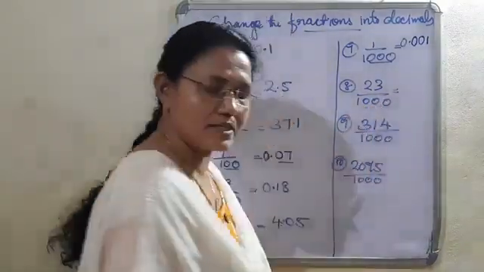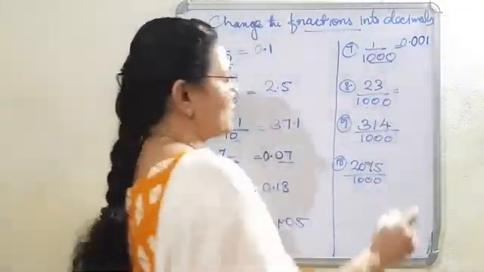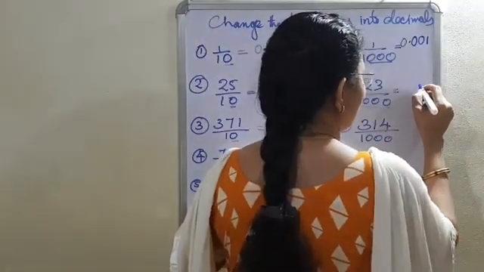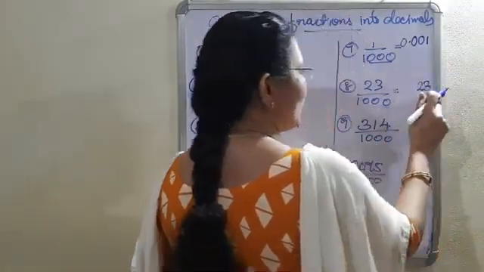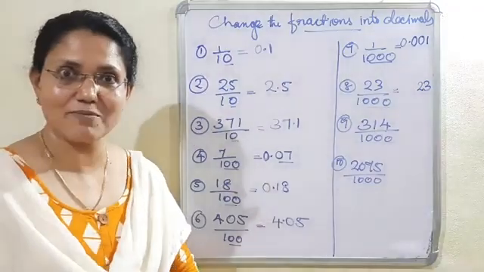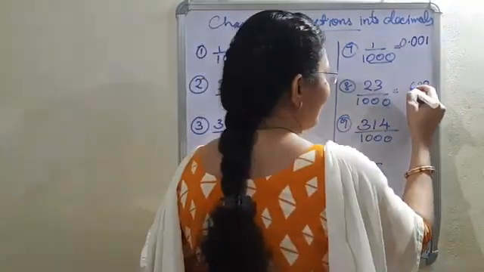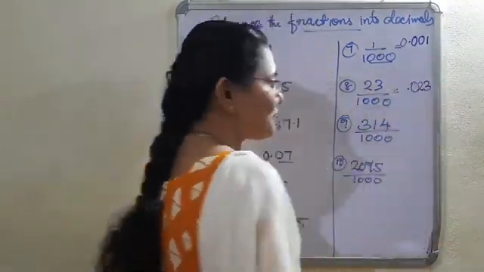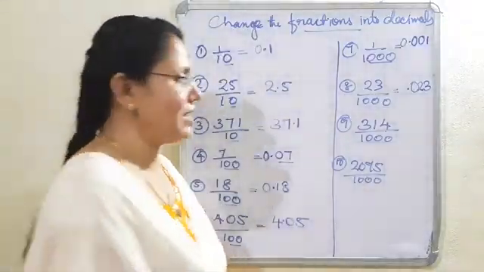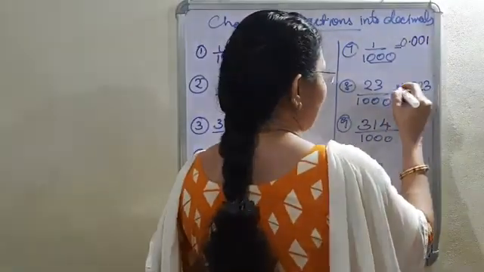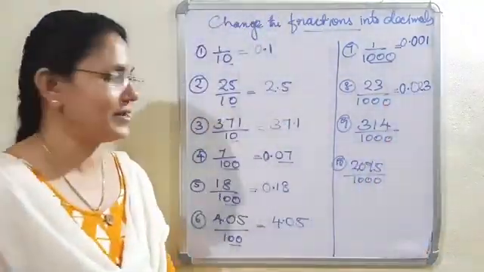Next, 23 by 1000. Here also 3 zeros. Therefore, 3 decimal places should be there. Now I am writing the numerator 23. 2 digits only, but we need 3 decimal places. So I am writing one 0 here. Now 0.023 is the decimal number, and the whole number part 0 is there.